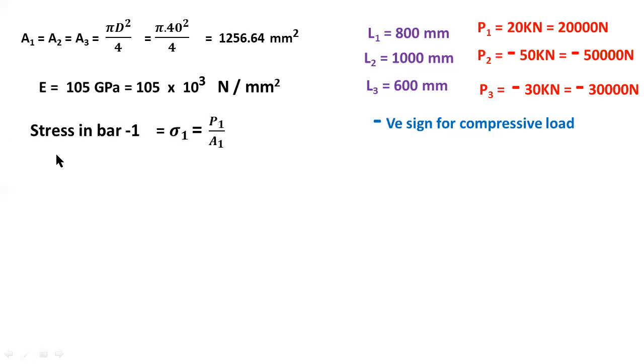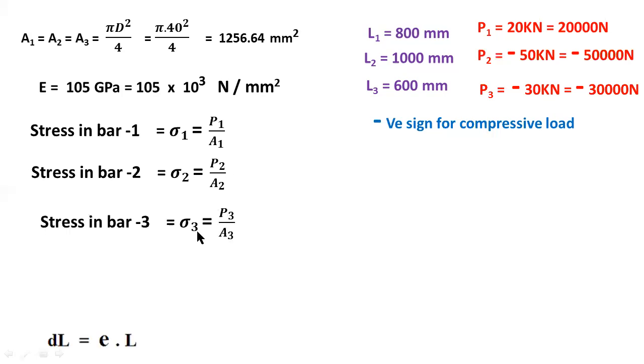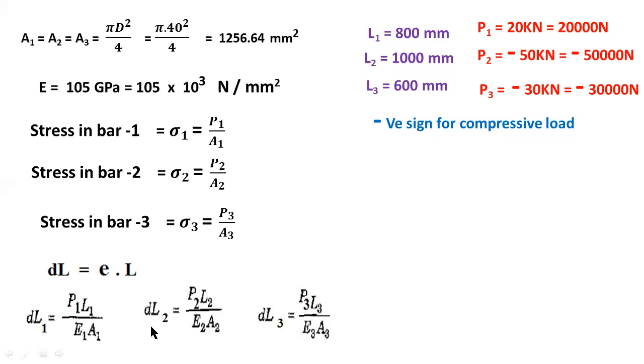Already we know the formula for stress. Stress induced in the bar 1 equals sigma 1. Sigma 2 is the stress induced in the bar 2. Here P1 is positive, P2 is negative, and P3 also negative. So the stresses are positive for tensile stresses and negative for compressive stresses. Delta L is the change in length. Change in length equals strain times original length. These three are the individual lengths.